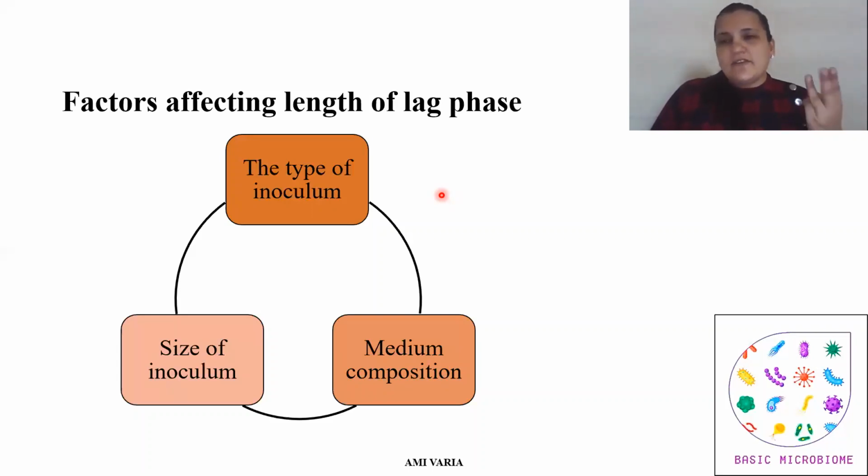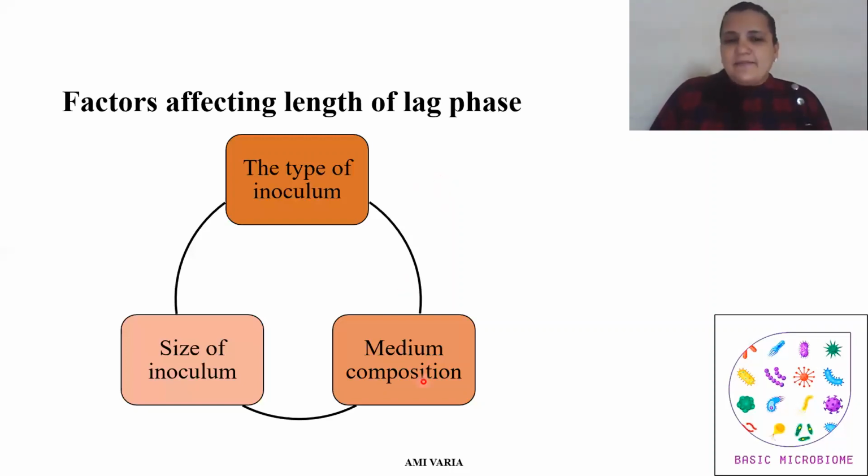Third parameter: if the culture contains sporulating bacteria, then the sporulating bacteria take more time to convert to vegetative cells. First of all, they perform the whole sporulation cycle, and then the vegetative cells are produced. This takes more time to finish the lag phase. That's why the culture must be fresh, and preferably from the log phase, right?